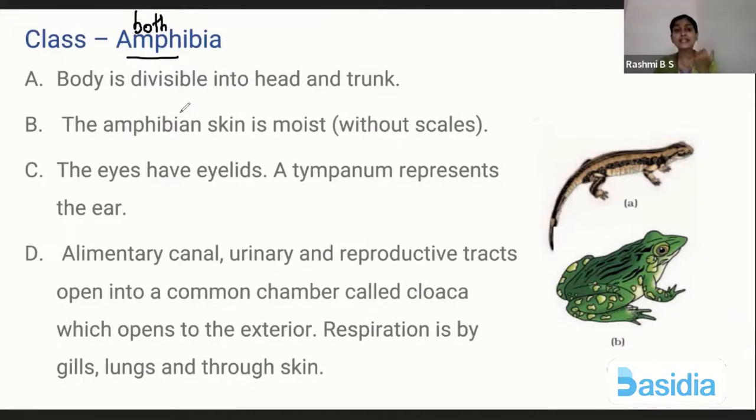So when you look at the amphibians, see the frog, okay, this is salamander, okay. When you look at any of the amphibians, we saw it in the first slide. Okay, let me pause here. Okay, let's go to our W slide.